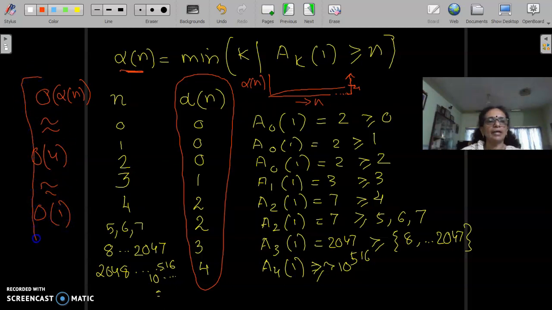So our aim is to do this, but how is it done? We'll come to that in the next class. For the present, what we have seen is what exactly alpha(n) is. Thank you.